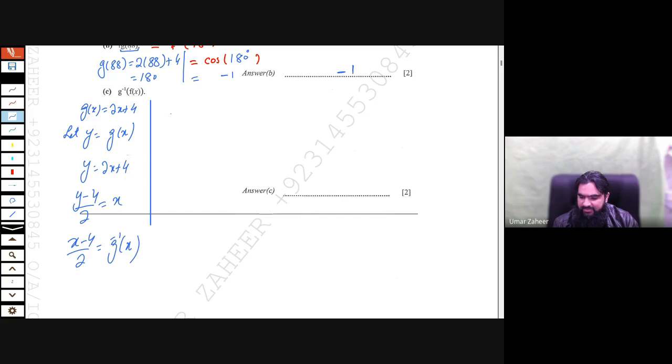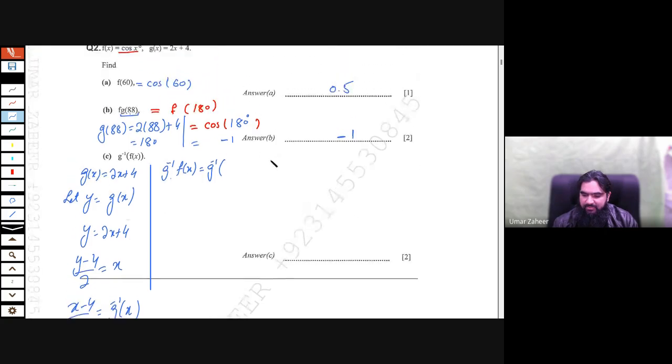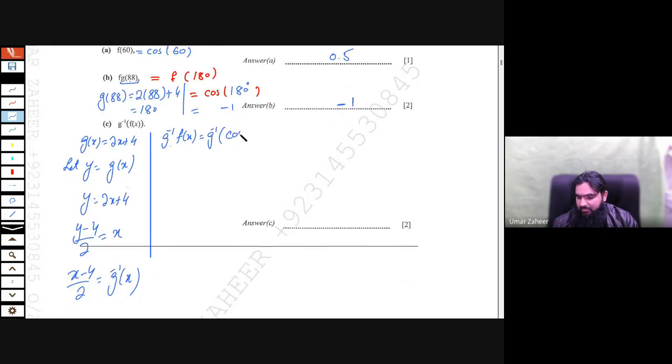Now let's see how to find it. g inverse of f of x is equal to g inverse as it is, with the value of f of x, which is cos x. Now, which function is applying? The g inverse function is applying, and the inverse function is x minus 4 divided by 2. So at the place of x, we have to substitute cos x. Cos x minus 4 divided by 2 is the final answer.